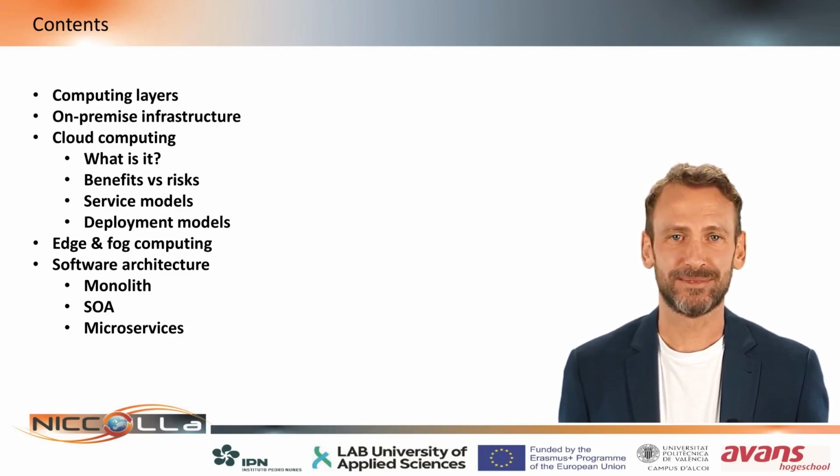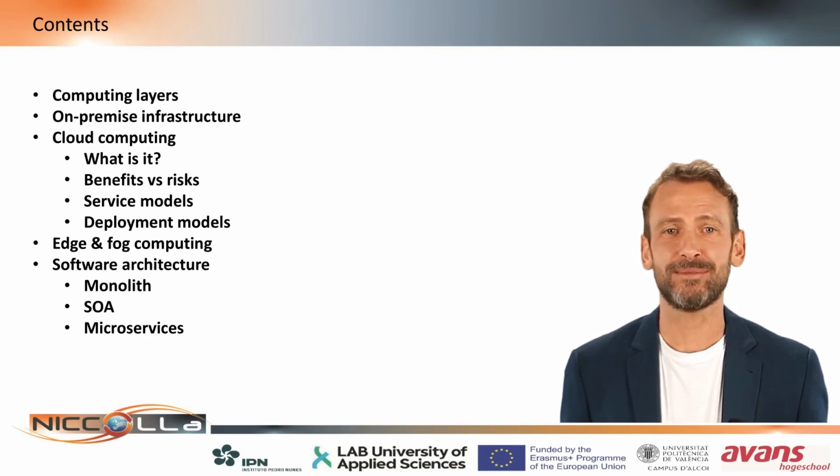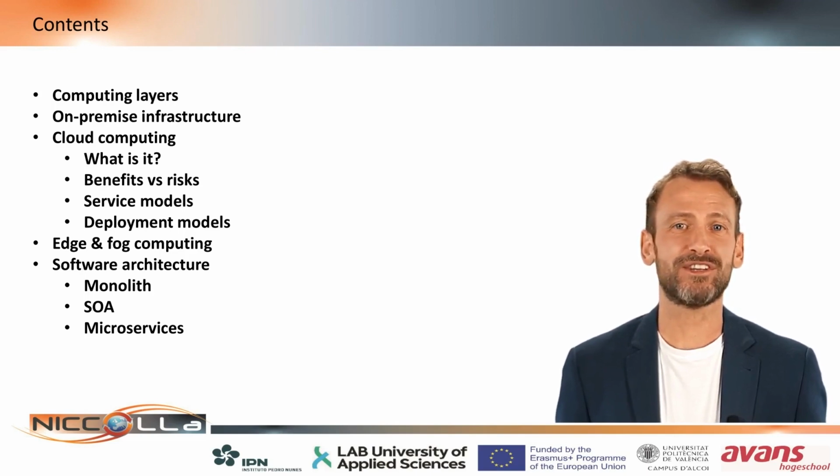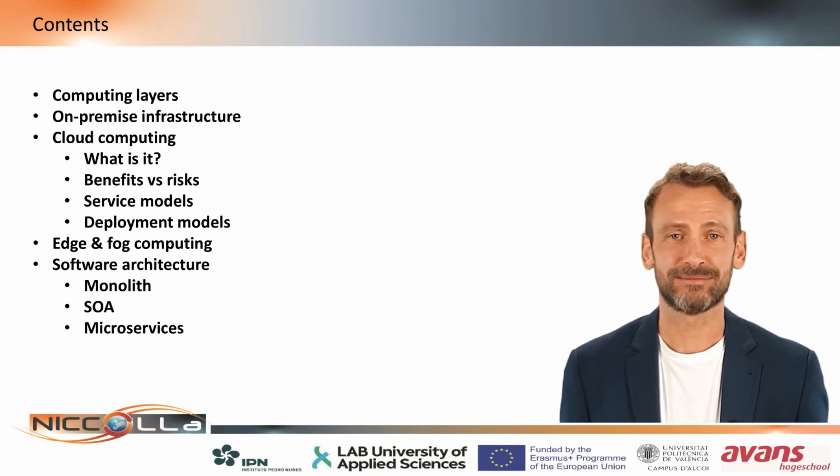broken into. Regarding the infrastructure layer, we will discuss the two main infrastructure types we can select today, either on-premise infrastructure or cloud computing. Then we will review the most important concepts revolving around cloud computing. Next, we will present the concept of edge and fog computing. Finally, we will briefly review the evolution of software architectures.